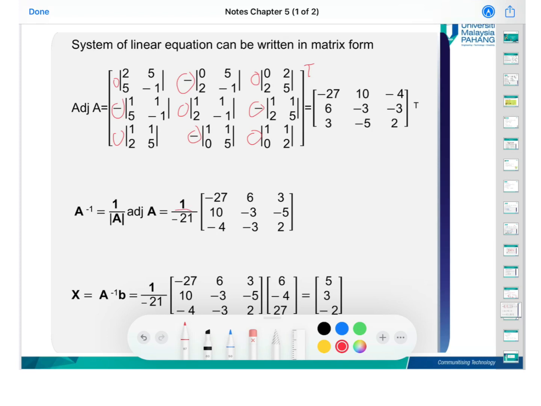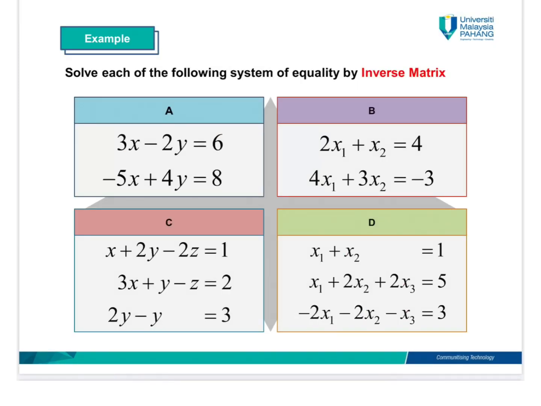So this is your determinant A just now, negative 21, and this is the cofactor transpose. Okay, so this row or this column will become your row, and then this column will become the new row, and then this column will become the new row in your adjoint. Okay, so you have found your A inverse, then you multiply with your B, then you'll get the answer 5, 3 and -2. Okay, so this is example.